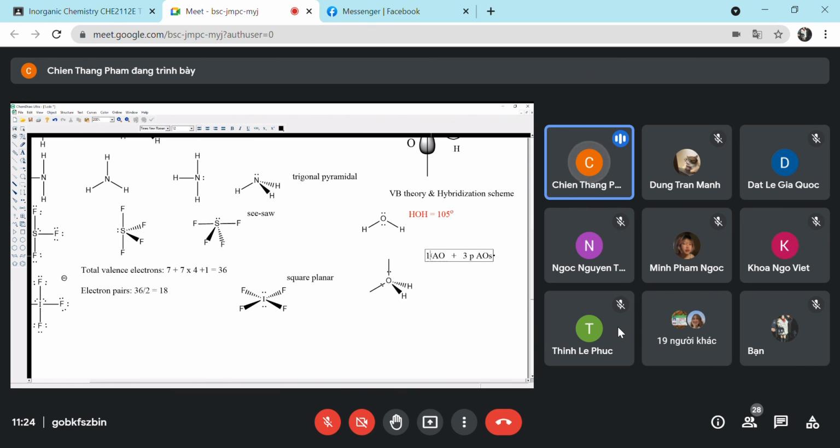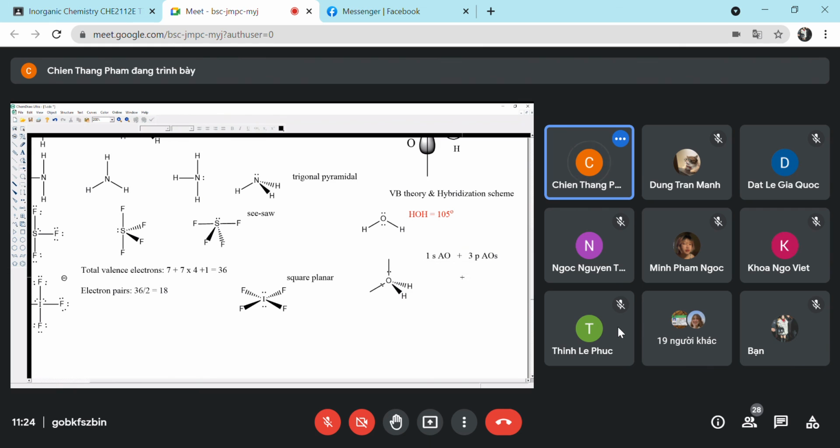Why do we mix 1 and 3? Because here you can see that surrounding oxygen there are 1, 2, 3, and 4. So we need 4 equal orbitals, 1s and 3p orbitals. So 1 and 3 is 4.